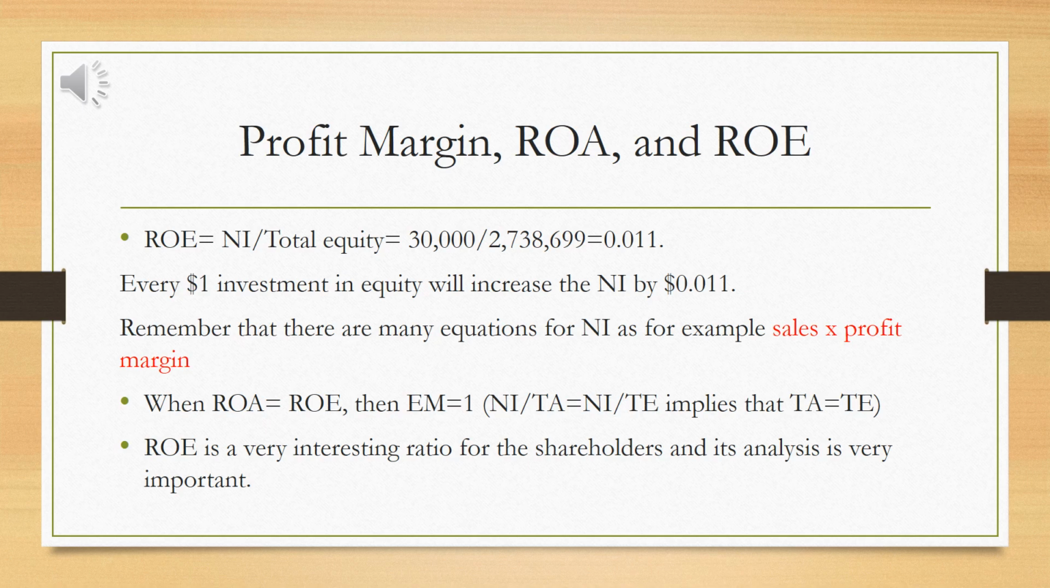When ROA equals ROE, then the equity multiplier equals 1. That's because ROA equals net income over total assets, and ROE equals net income over total equity. So if ROA equals ROE and net income is equal to net income, obviously total assets equal total equity. ROE is a very interesting ratio for the shareholders, and its analysis is very important.